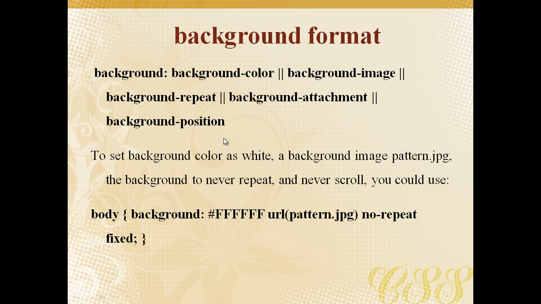So this is the order: background color, background image, background repeat, background attachment and background position. To set the background color as white, the background image pattern.jpg, the background to never repeat and never scroll, you could use body, background colon, and this is for the color. Next one is the image, then you say you don't want to repeat anything, and the background attachment is fixed.